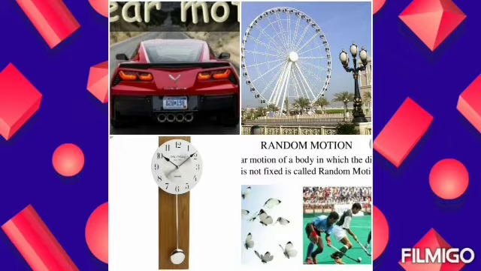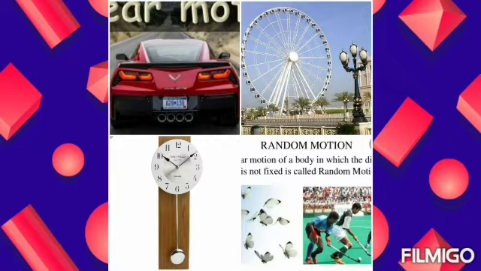Once again we can revise the types of motion. First one is linear motion. The motion along a straight line is called linear motion. Second one, circular motion. A body moving along a circular path is called circular motion. Oscillatory motion means repetitive to and fro motion of an object at a regular interval of time.